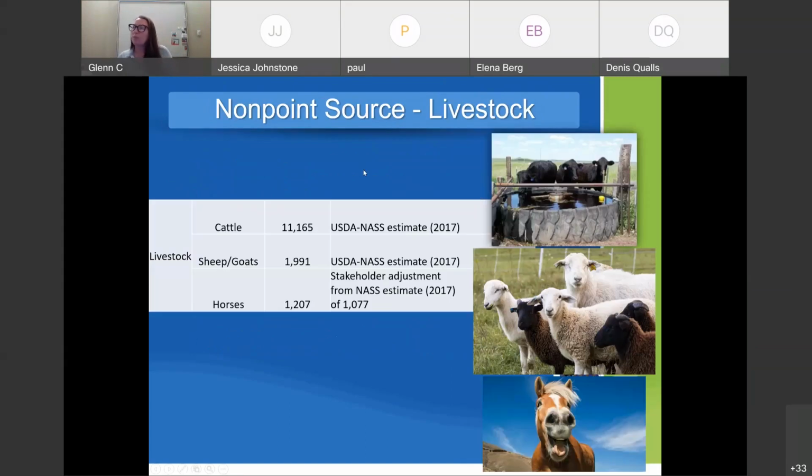Now, our non-point source from livestock. These estimates were pulled from the United States Department of Agriculture, the National Agricultural Statistical Survey, and these numbers were from 2017. The amount of cattle that we found in the watershed was about 11,165. For sheep and goats, we found almost 2,000. And for horses, the USDA estimate was 1,077, but our stakeholders agreed that those population counts should be increased for horses based on small acreage hobby farms that aren't necessarily included in the National Agricultural Statistics Survey.